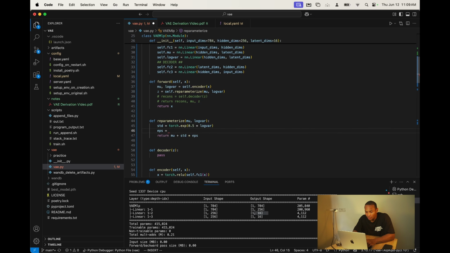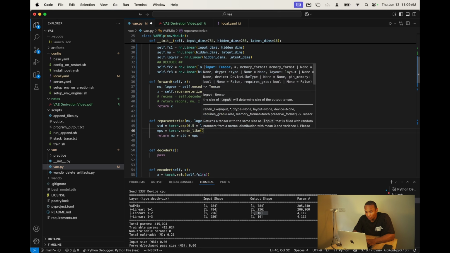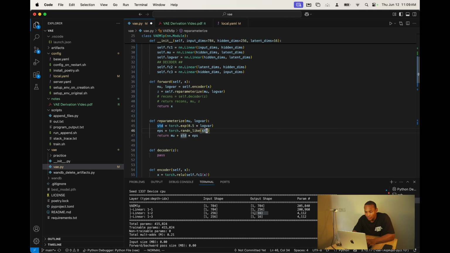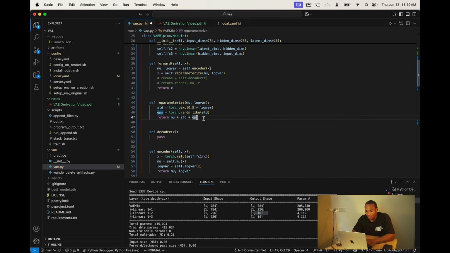And then epsilon, we need to sample from a standard normal. So we just do torch.randn_like. So randn is just normal sampling, and like is just to make sure it's the shape of whatever tensor we pass here. So epsilon will be a tensor that matches the dimensional size of mu and standard deviation. And yeah, this gives us our z.